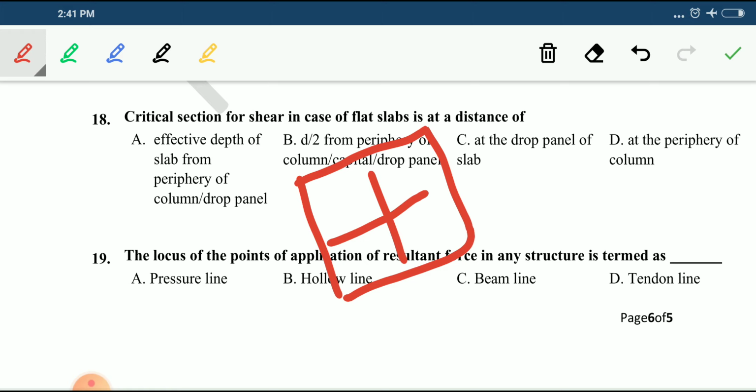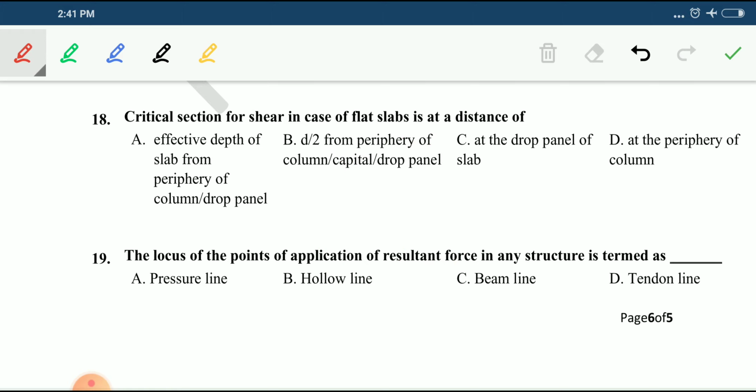So the question is taking the critical section for shear in case of flat slab. The first option is effective depth of the slab from the periphery of the column or drop panel, or d by 2 from the periphery of the column or column capital or drop panel, or at the periphery of the column. The correct answer for this question will be at a distance of d by 2 from the periphery of the column capital.